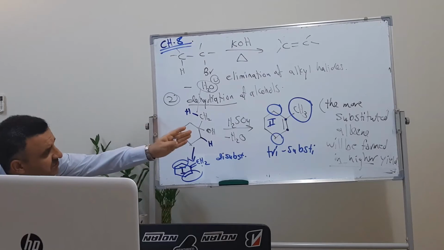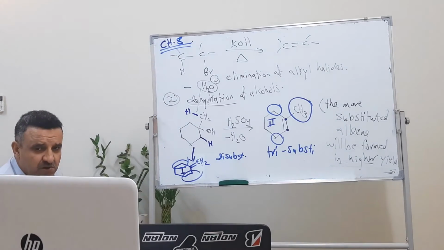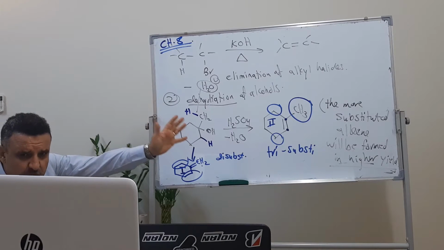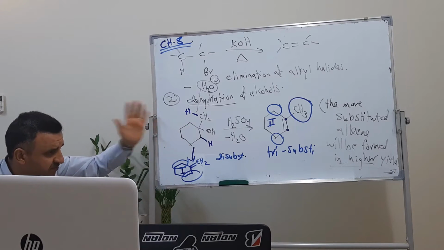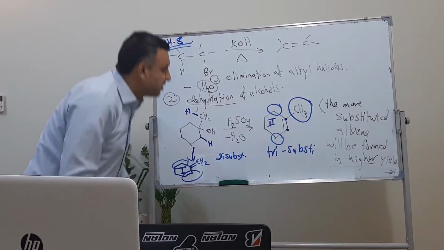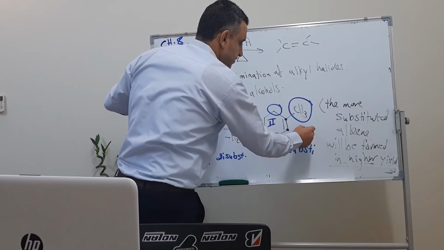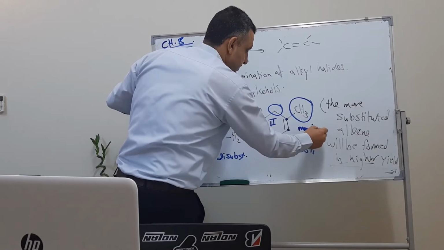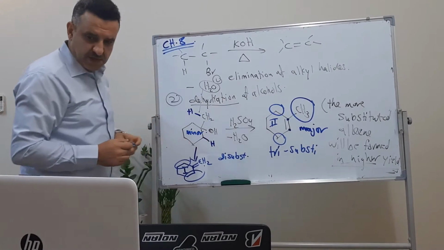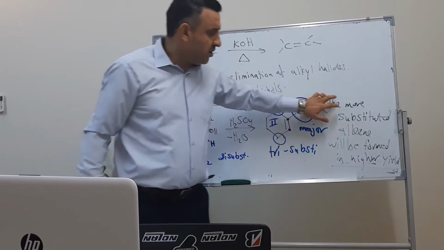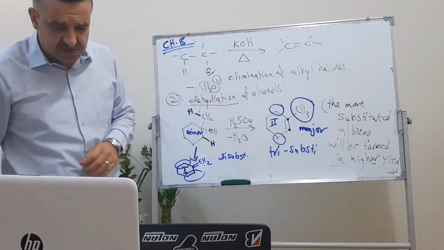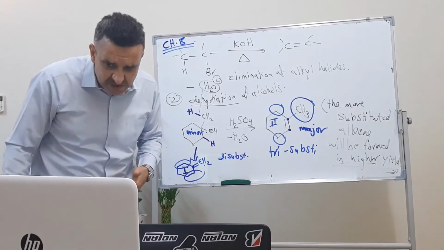So we have tri-substituted, we have di-substituted. According to the rule here, always the product which will be more substituted will be formed in higher yield. In this case, that one will be the major product, and this one will be the minor product. Do you follow me? Because the more substituted the alkene, the higher the yield, and it will be more stable.